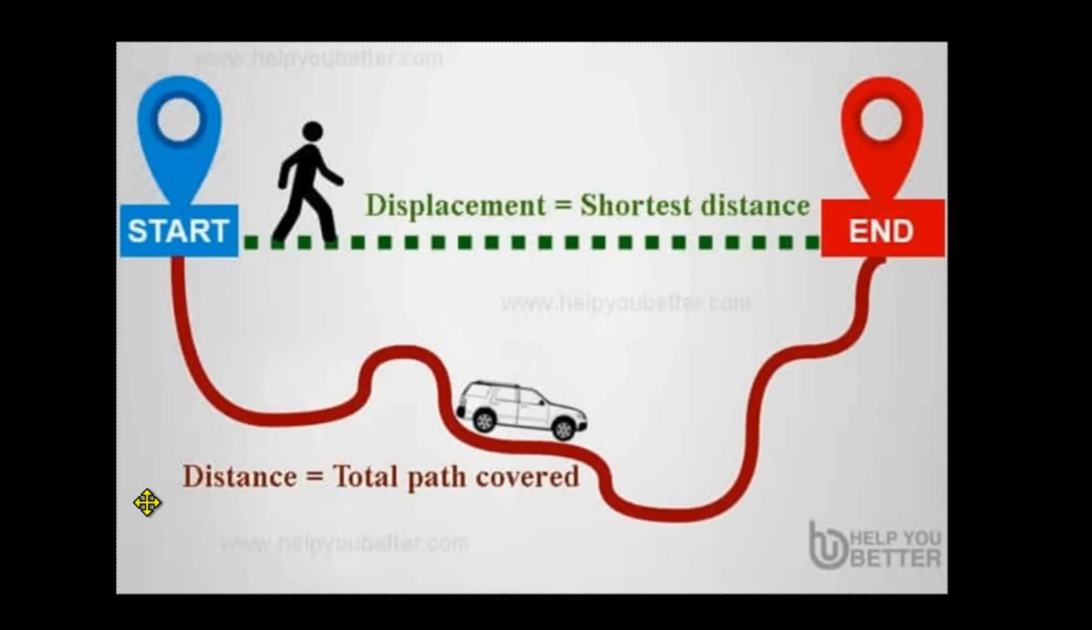In this particular picture here, you can see a car going in multiple directions, and this will be the total distance covered, represented by the red line. However, if you were to take the shortest distance in a straight line between the origin or the start and the destination or the end, that would be the displacement. And the displacement would be a vector because there's only one particular direction involved.